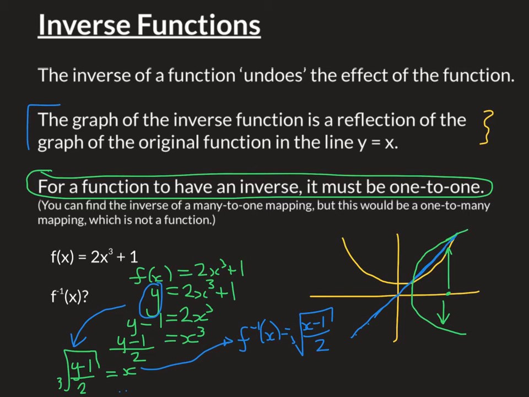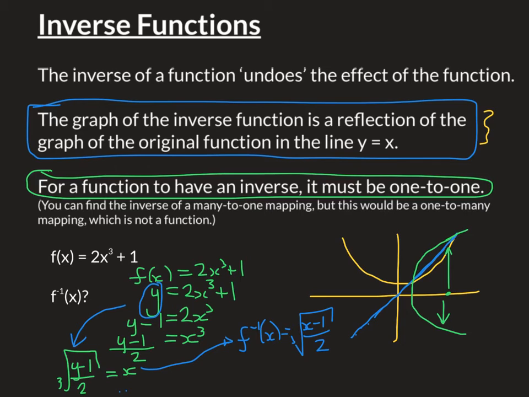The reason I said this is useful is because now there's a good way to check it. If you were to draw the graph of this in your calculator, and you draw the graph of the inverse in your calculator, you should be able to see that one is a reflection of the other in the line y equals x. If you get things that do not look like a reflection, then you know something's gone wrong with your inverse.